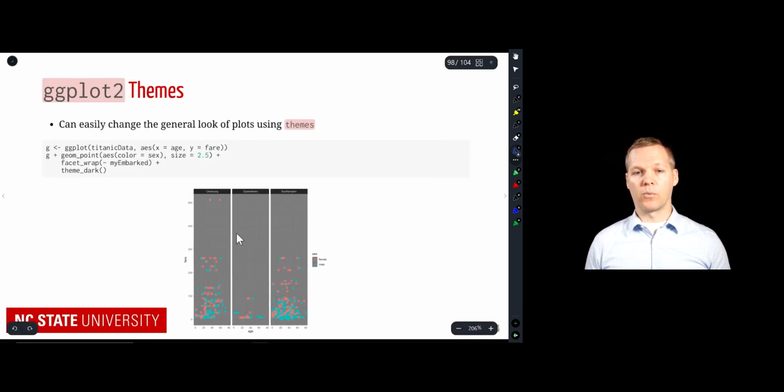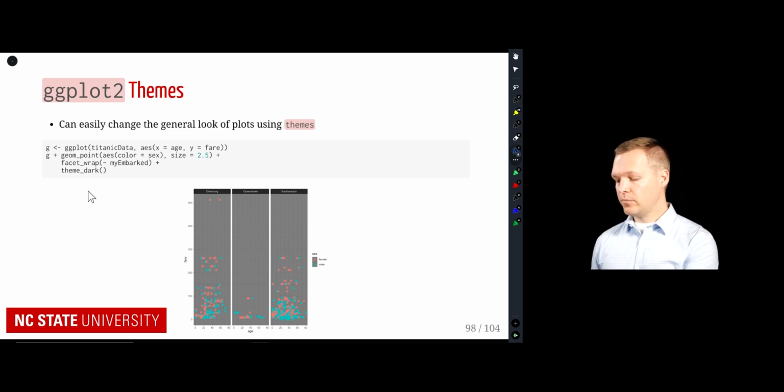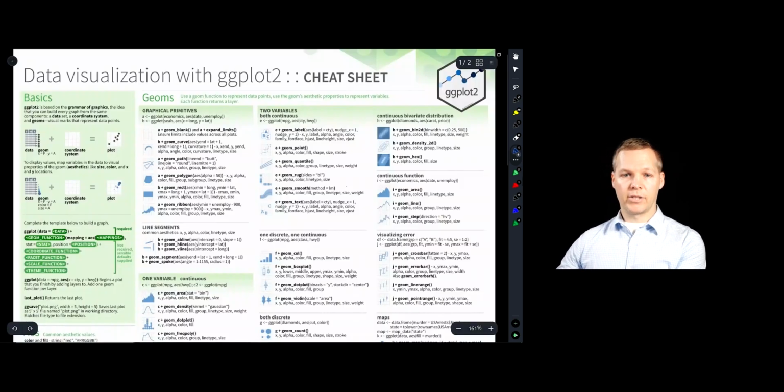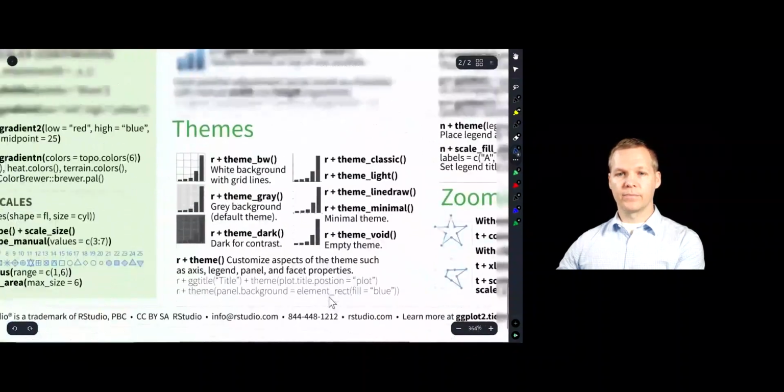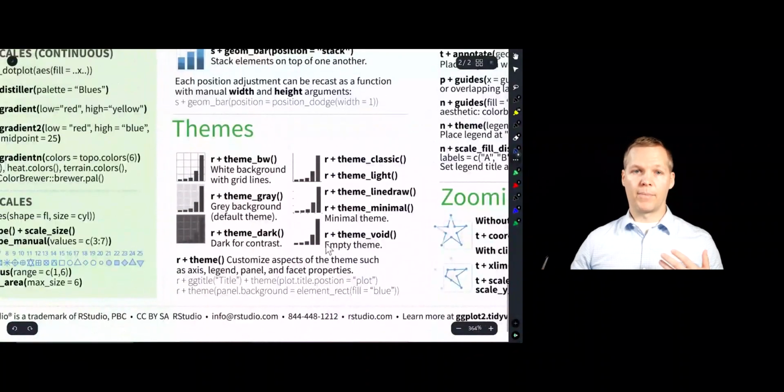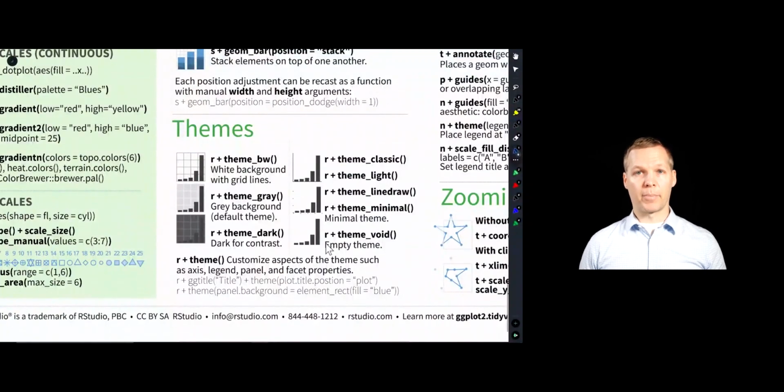If you're going to put your plot on a web page, sometimes it's really nice to have a dark theme. So here I'm going to use theme_dark. And now I get a darker background, and the points sort of pop out of that. There's an area on the cheat sheet down at the bottom that gives some of the basic themes. However, there are lots of other themes that are available through other packages as well.